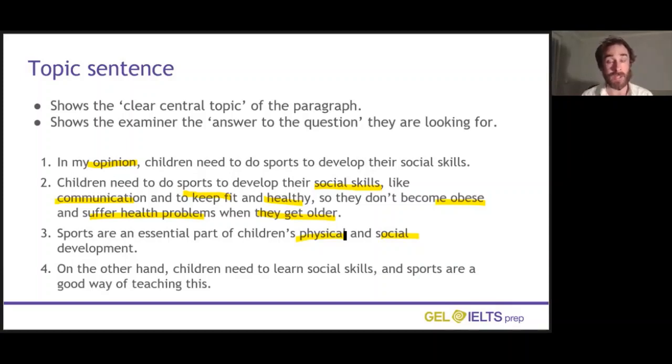Now, look at the next question below this video. For sentence number 4, do you think this is a good topic sentence or a bad topic sentence?